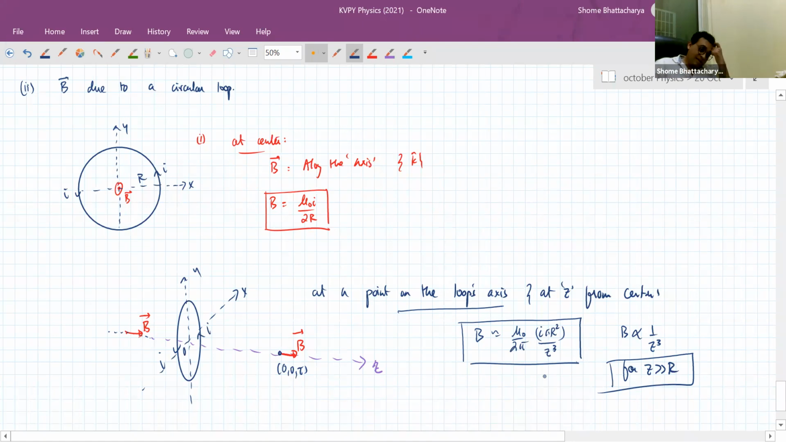But if we are at an axial point such that the distance of our point on the axis from the center of the loop is Z, and that Z is very large compared to the radius of the loop, let's say the radius is a few centimeters and the distance Z is in meters, then in that kind of situation, we can say that the field is inversely proportional to Z cube.